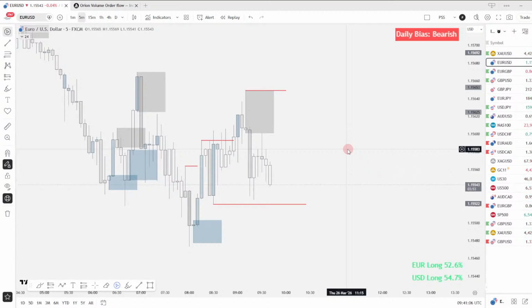Just remember, there's not really anything for us to do when price is outside of our bias direction, except for map the points that are relevant for seeing that shift into bias direction.